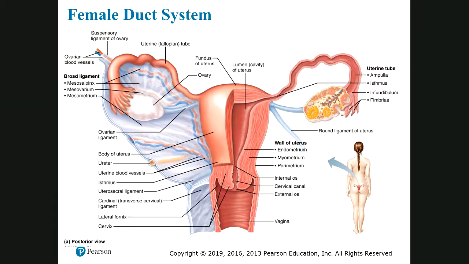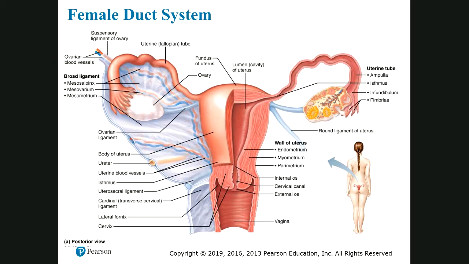Each tube is about 4 inches long and extends from the area of the ovary to the superior region of the uterus. We have the infundibulum, a funnel-shaped opening at the peritoneal cavity, with extensions that we call the fimbriae. We have the ampulla, which forms half of the uterine tube length. This is where fertilization happens.